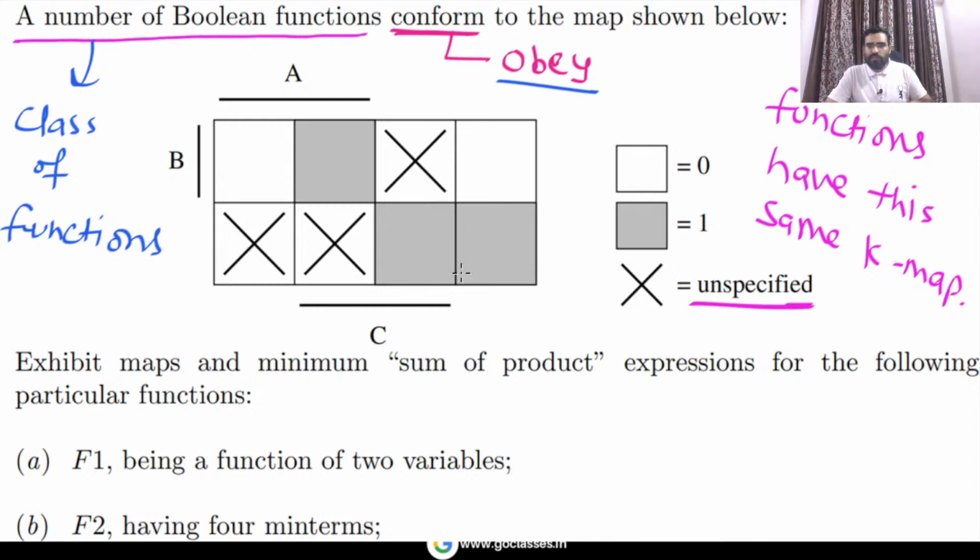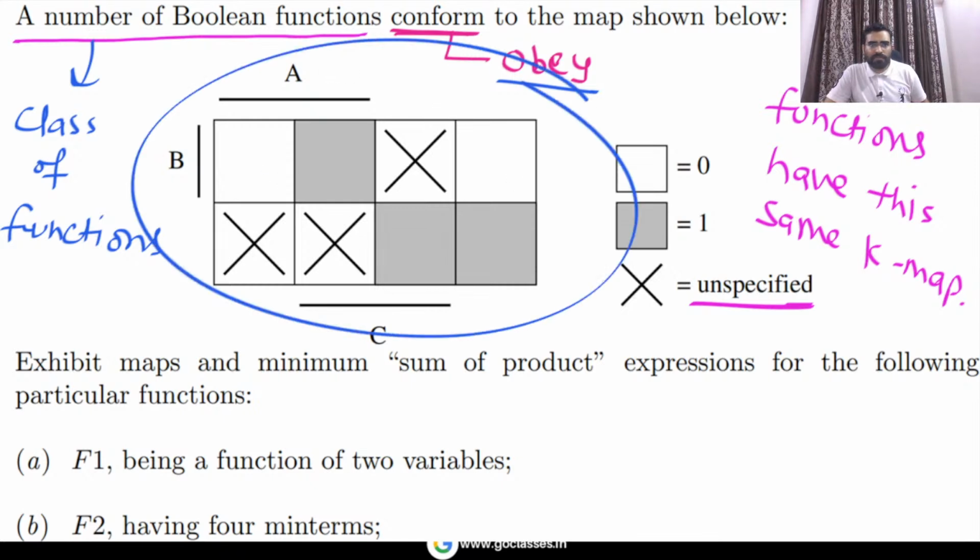Whenever in your function you have at least one don't care, then your function is a family of functions. I can say family, or I can say class of functions. And the number of functions in that family will be 2 power the number of don't cares. Like here you have 3 don't cares. So there are total 8 functions which have this K-map.